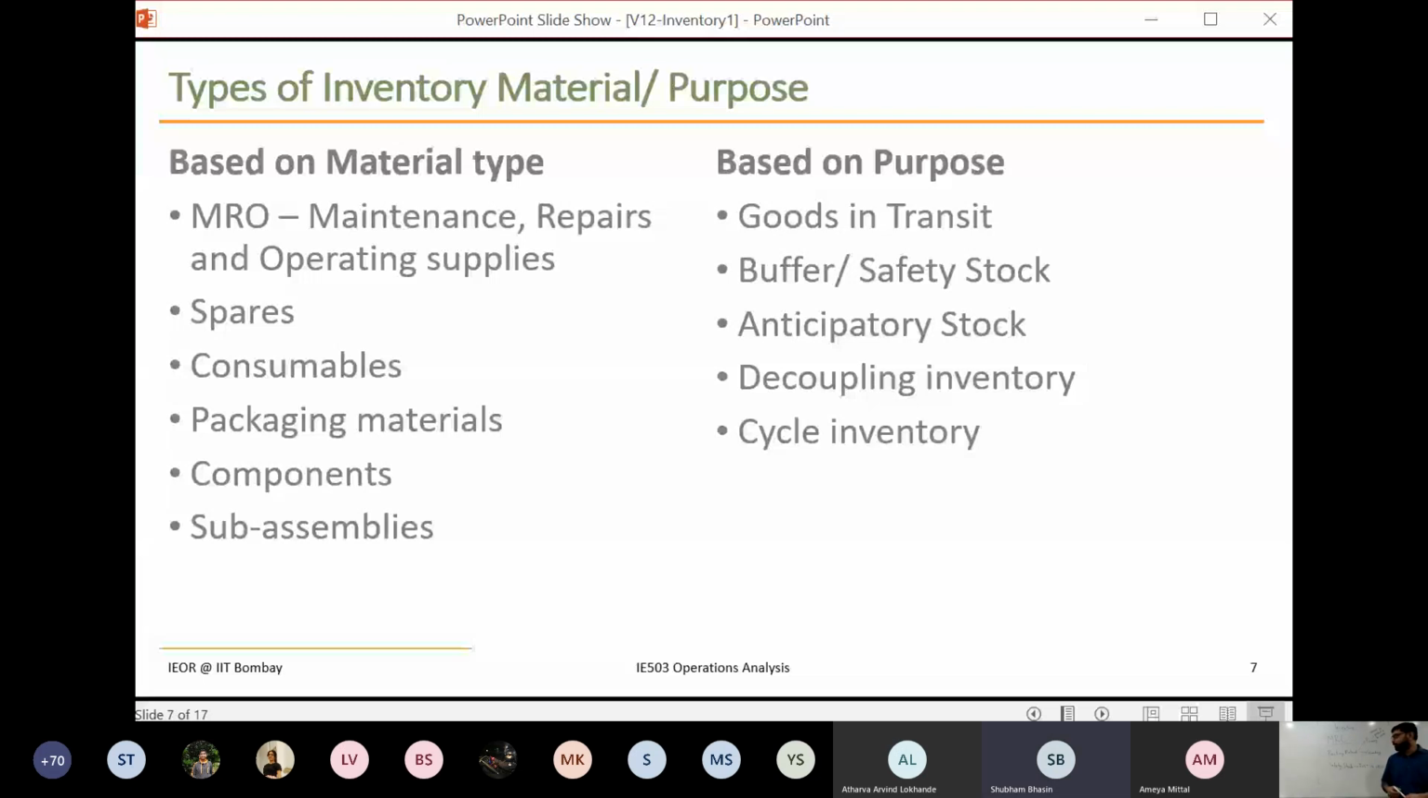So decoupling inventory mainly deals with work in process inventory. The production process, all the machines are not the same. Different machines work at different paces. Some may do a batch input, some may produce individually. So we can't allow the line to go idle. We can't allow the machine to remain idle for long.